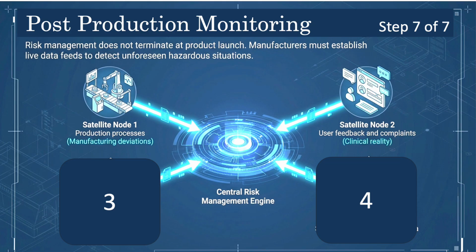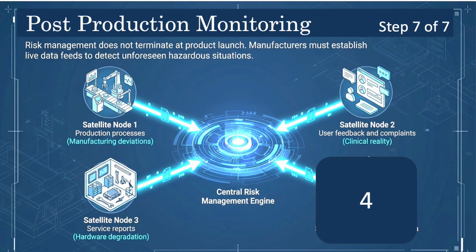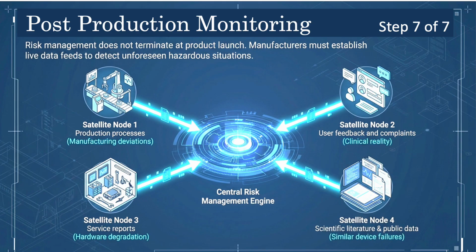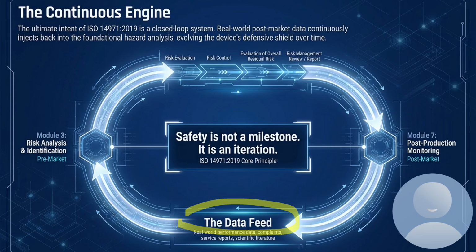First one is production process, your own production process, or whatever you are doing the manufacturing. Second is the user feedback and complaints system that you have, data collection from that system. Third is the service reports, data coming from the service reports. And the fourth is scientific literature and public data, like the MAUDE database, data collecting from those sources and resources that feeds into the central post-production monitoring system. So that brings us to the loop that we just talked about earlier.